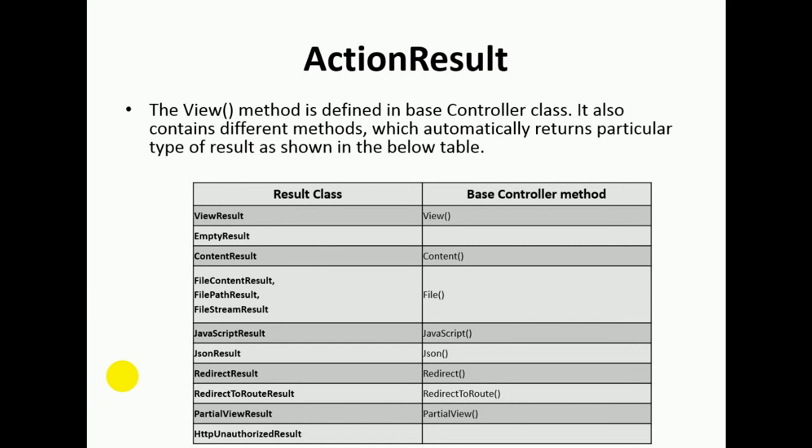Result class and base controller method. ViewResult has a method View. ContentResult has a method Content. FileContentResult, FilePathResult, FileStreamResult have a method File. JavaScriptResult has a method JavaScript. JsonResult has a method Json. RedirectResult has a method Redirect. RedirectToRouteResult has a method RedirectToRoute. PartialViewResult has a method PartialView.